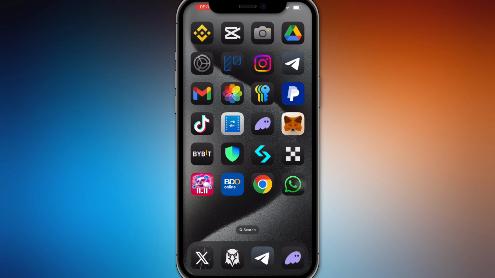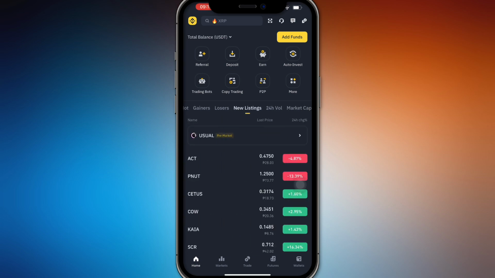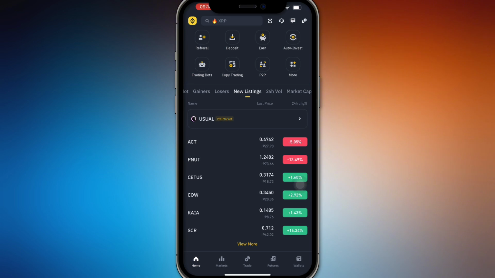So the first place I would look is my centralized exchange, otherwise known as your CEX. Here in your CEX, they will list good airdrops too. You'll find them in the new listing section right here. I usually do this myself.